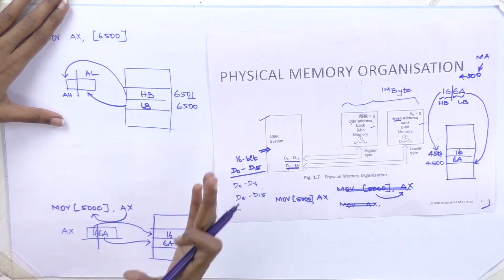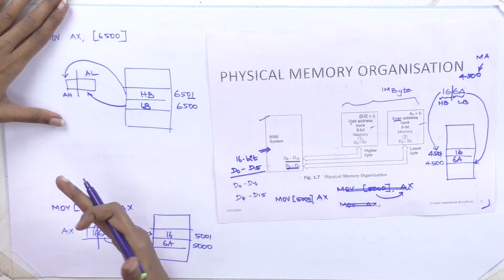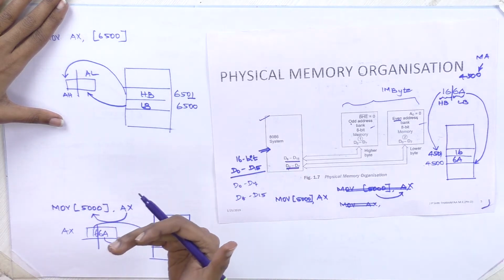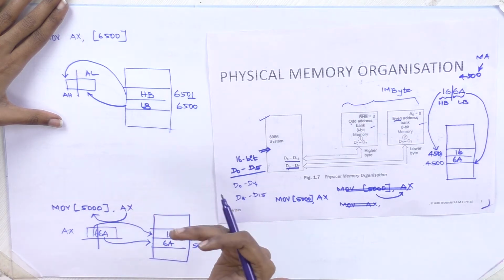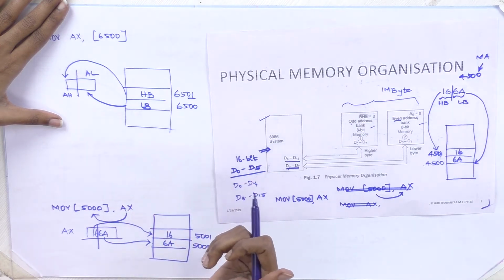So as a whole, the memory is split into two banks, one is the odd bank and the other the even bank. From the odd bank, we can take and store the higher bytes of value. From the even bank, we can take and store the lower bytes of value.